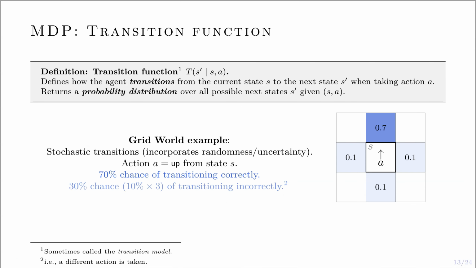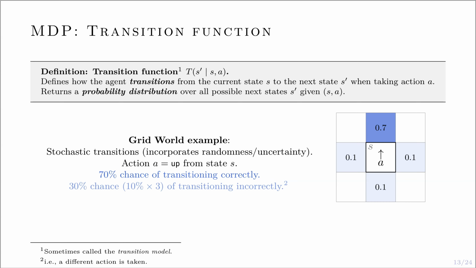Now, the transition function, or sometimes called the transition model, defines how the agent transitions from the current state S to the next state S prime when taking some action A. And what this does is return a probability distribution. So it's a distribution over all possible next states S prime, given the input of the current state and current action. And as an example, in the grid world problem, there are stochastic transitions, which means it incorporates randomness or uncertainty.